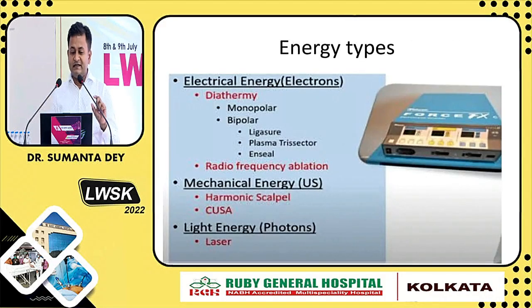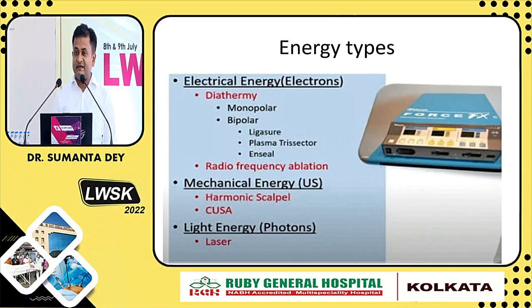So what are the different energy types that are available in the operation theatres? Most commonly the electrical energy, where electrons are generated from the electrosurgical generator, travel through the patient's body and go back to the generator, in monopolar diathermy. And there are bipolar diathermies, and there are newer bipolar devices or newer vessel sealing devices like Ligasure, plasma trisector, and NSEAL. Then there is radio frequency ablation. These all use electrical energy.